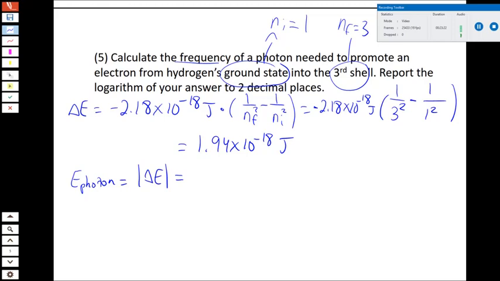And that's going to be equal to h times frequency, which, as we said, is hc over lambda. So the same equations will come into play to figure out the frequency or wavelength of this photon. Here we're looking for frequency, so the frequency is just going to be the energy of the photon divided by h. And that's going to be, the energy of the photon is this.